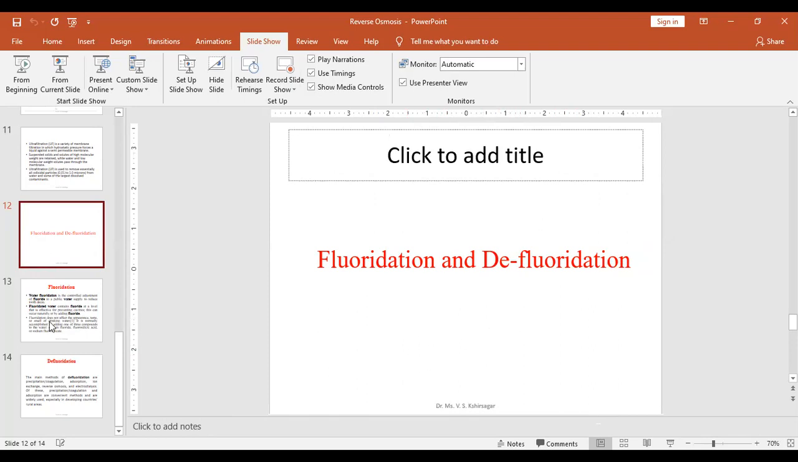Okay. So in fluoridation and defluoridation, what is fluoridation and what is defluoridation? Before you understand these, I want to tell you about the importance of fluoride in water. Just give me 1 minute.